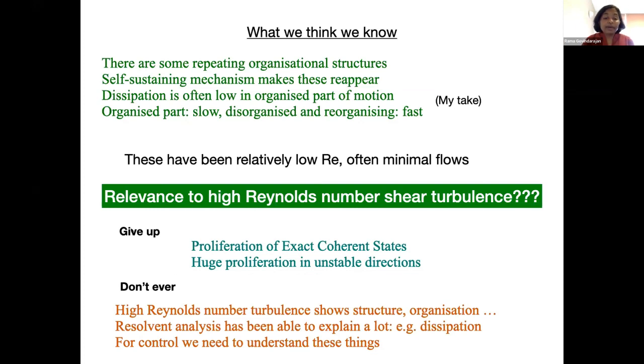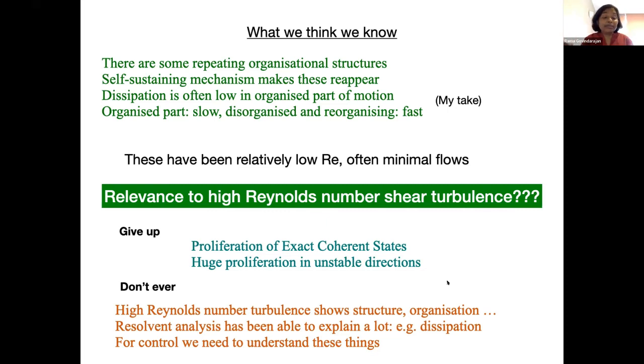So you have to give up this whole exercise because you're going to get a proliferation of these exact coherent states. You're getting a huge proliferation in unstable directions. So it's all hopeless. If you're trying to describe turbulence, just give up right now. So that's one way of looking at it. And the other is don't ever give up, because high Reynolds number turbulence may be different, but it also shows lots of structure and organization.